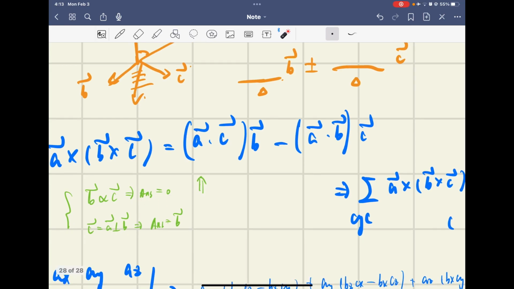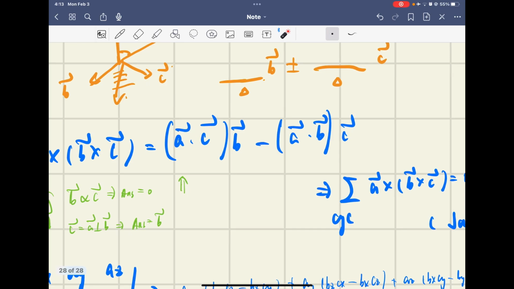Let's see our second assumption. If the direction of A and the direction of C are equal, and both of them are perpendicular to the direction of B, and we substitute this condition in, we'll get that the answer for both of the expressions is equal to the direction of B. And after considering these two cases, we can obtain our expression here.